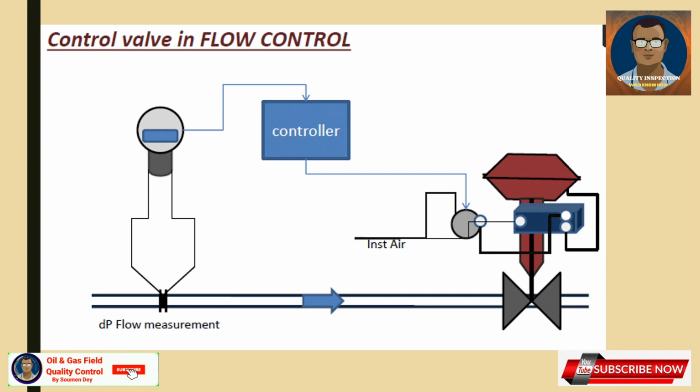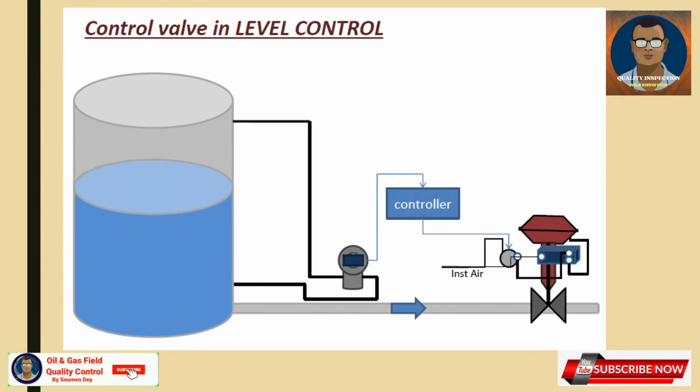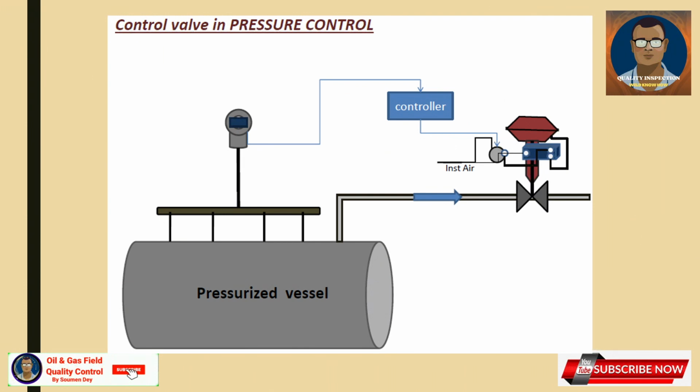You see, this diagram is for a control valve which is controlling the flow. Instrument air is being used to control this valve. This one is a control valve which is used to control the level of some liquid. This diagram is for a control valve where it controls the pressure.